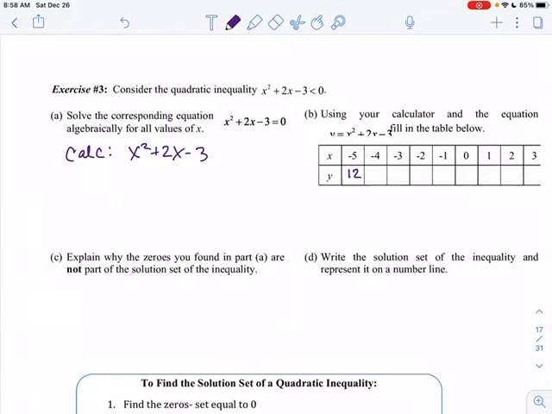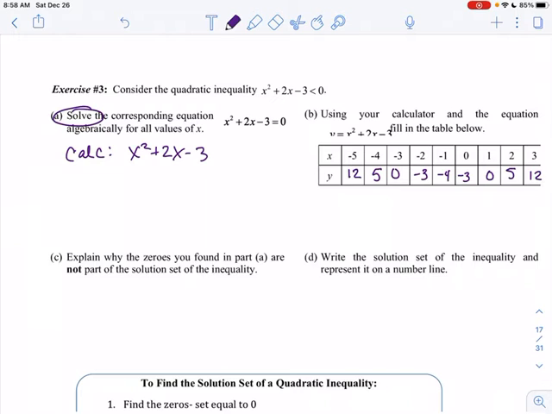-4 is 5. -3 is 0. -2 is -3, -1 is -4, 0 is -3, 1 is 0, 2 is 5, and 3 is 12. All right, so that's my table. Actually, part A I skipped, so let's do part A.